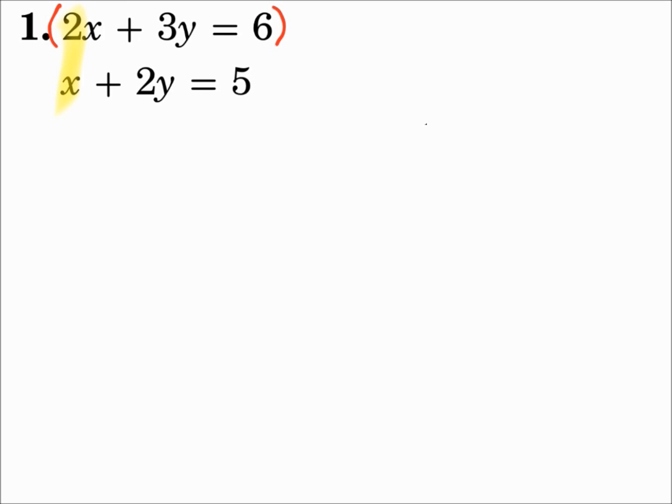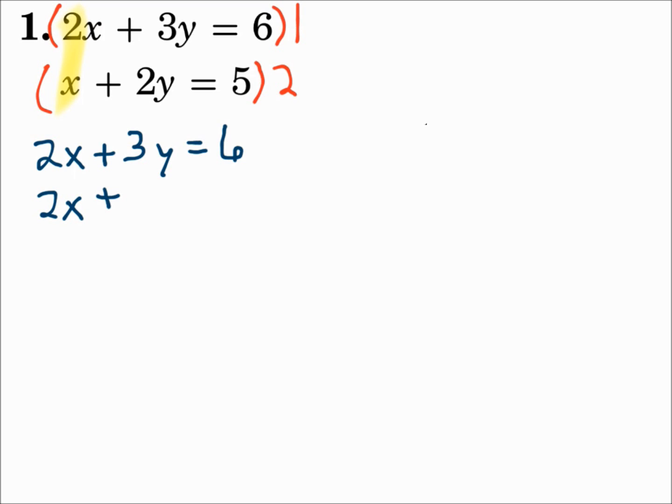The bottom equation has an x coefficient of 1, so we'll multiply the top equation by 1. The top equation has an x coefficient of 2, so we'll multiply the bottom equation by 2. The top equation is everything times 1, so it all stays the same. Multiply the bottom equation by 2. 2 times x is 2x, 2 times 2y is 4y, and 2 times 5 is 10.